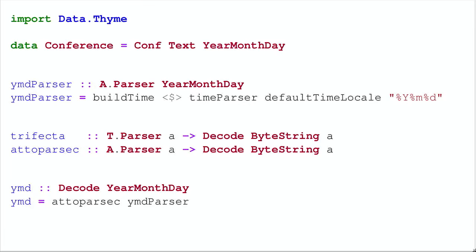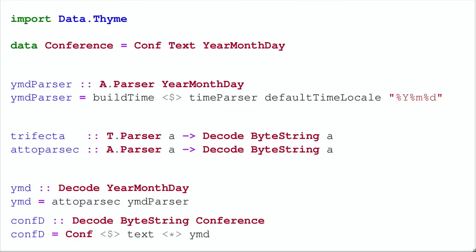So we'll do that. We'll call the attoparsec function from SV, and we'll turn that parser from the time library into a decoder, and now we can decode the conference CSV, which is pretty cool.